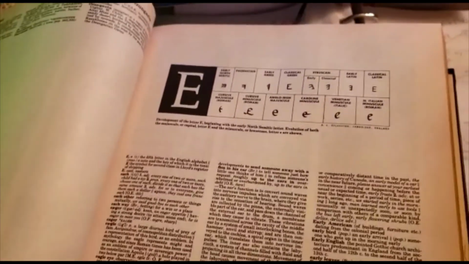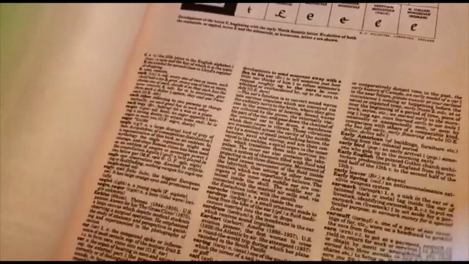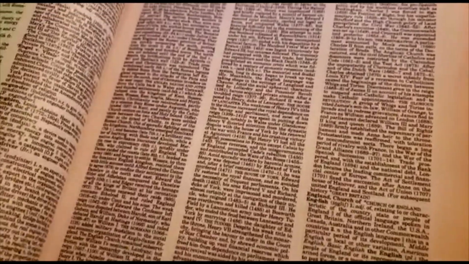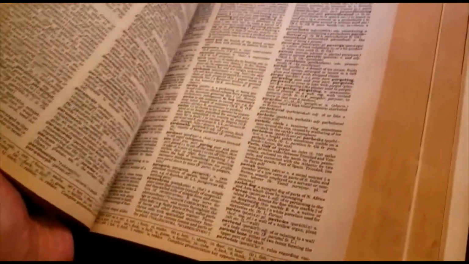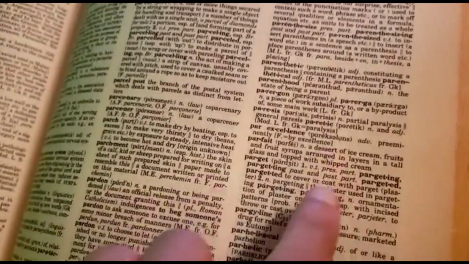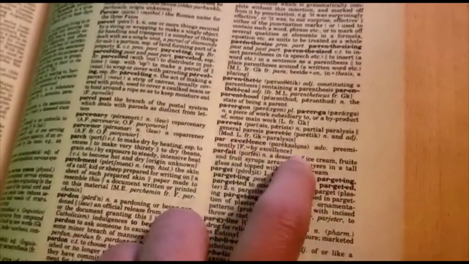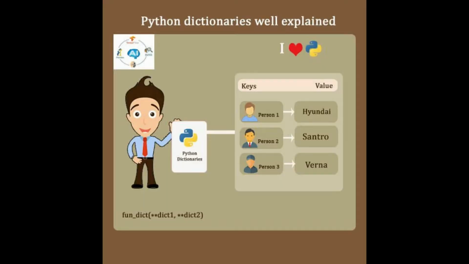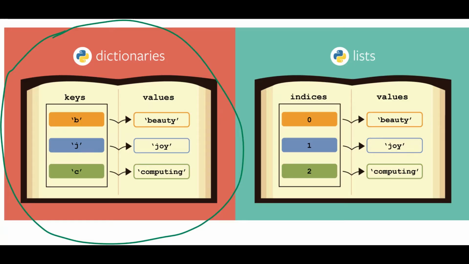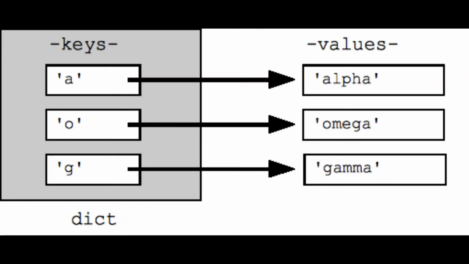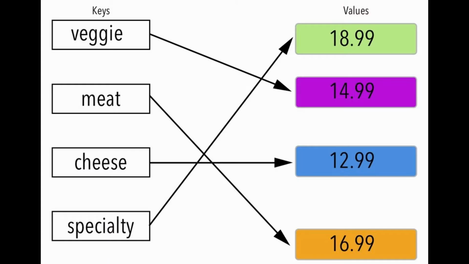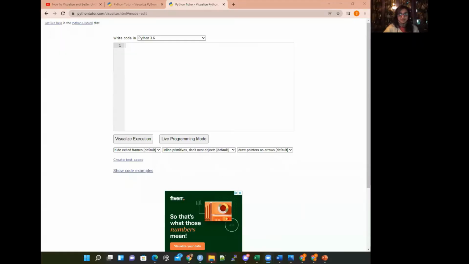E in the dictionary. All these words start with E. England, English. There's a lot. There's so many pages in this dictionary. You always see like parfait, word to a definition, word key to value. Just what it looks like.